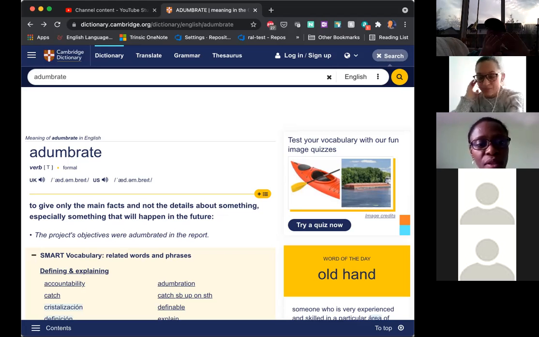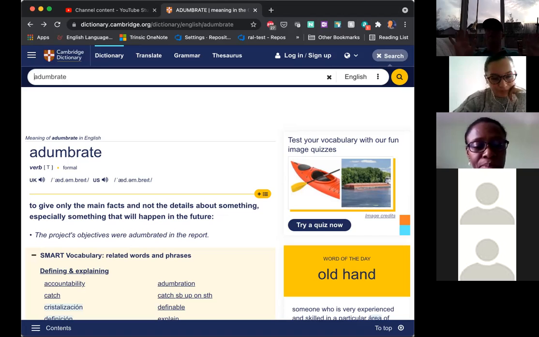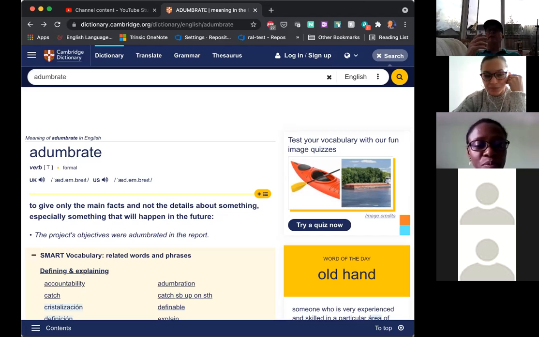But there's overlapping meaning. Both are conveying the idea of not giving all the details when you're communicating, right? So in that sense, they both overlap. Not giving all the details. In that sense, they're the same. But with adumbrate, I am not giving you all the details because it's not relevant.